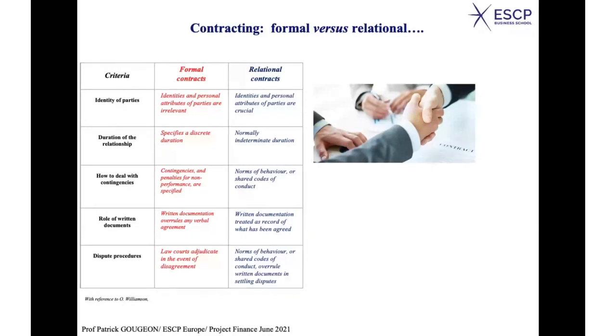Dispute procedures. Law courts adjudicate in the event of disagreement. Well, in a relational contract, norms of behavior or a shared code of conduct overrule written documents in settling disputes. I like to say that for dispute procedures, it's better to have a good dinner with a good bottle of wine with the other party and have a good discussion, rather than spending 5 or 6 years with very expensive lawyers to find a solution.